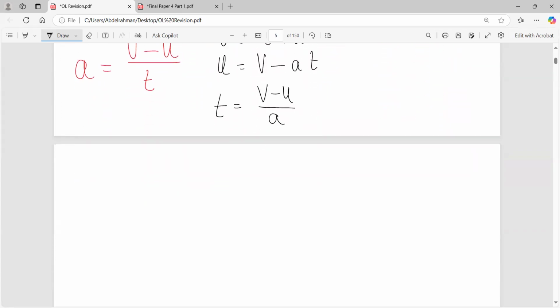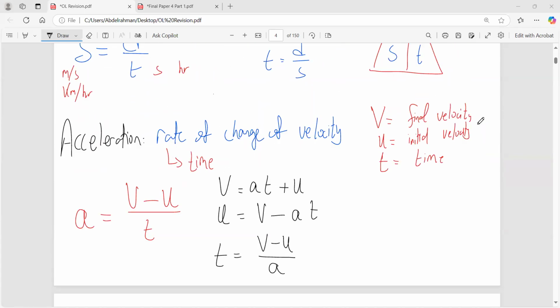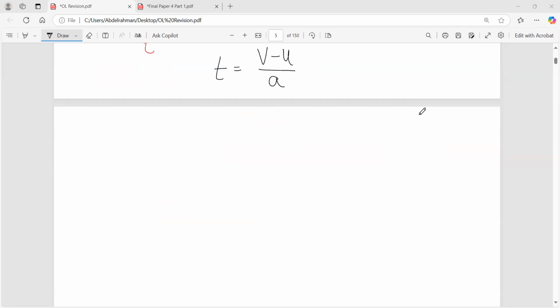Let's talk about the different types of accelerations that we have. Actually, before that, let's talk about the graphs. We have two types of graphs: a speed time graph and a distance time graph. A distance time graph is much easier. Let's draw a couple of distance time graphs.